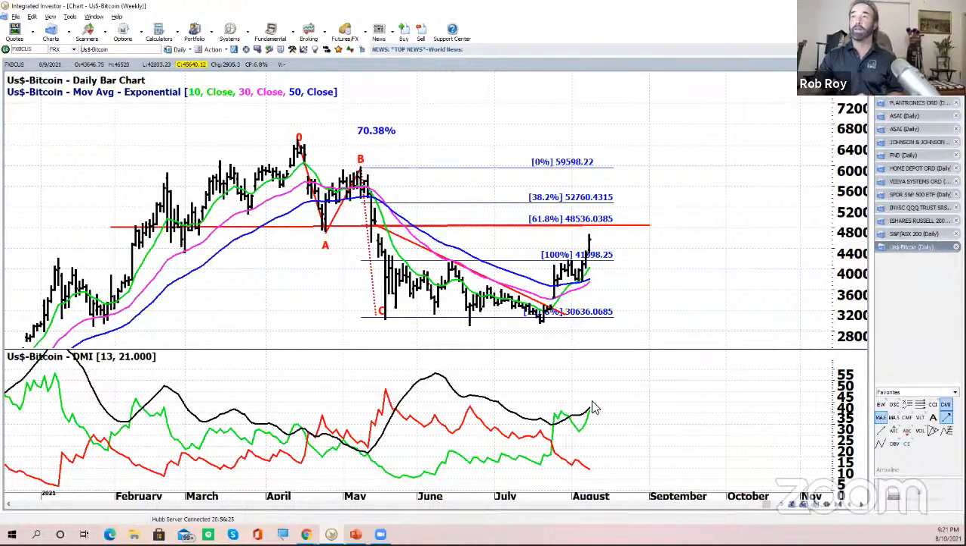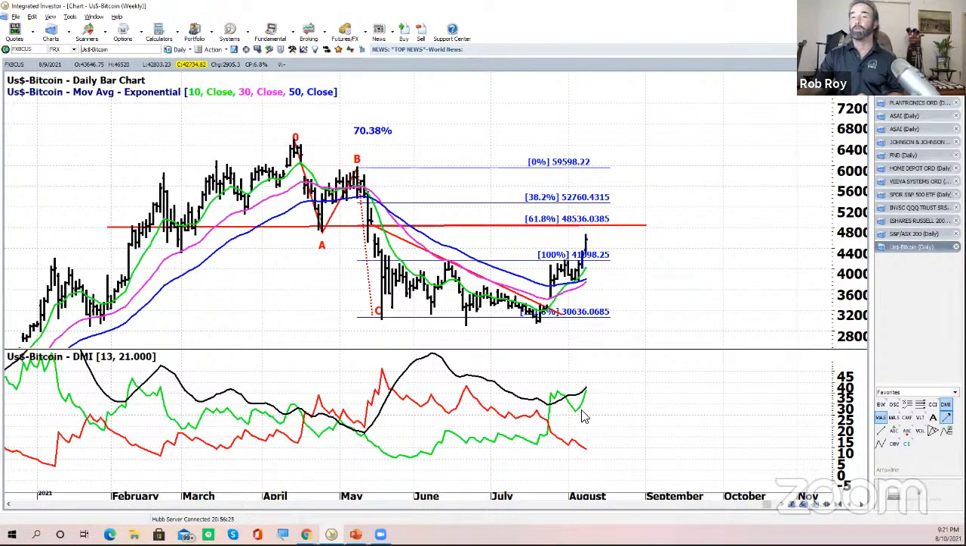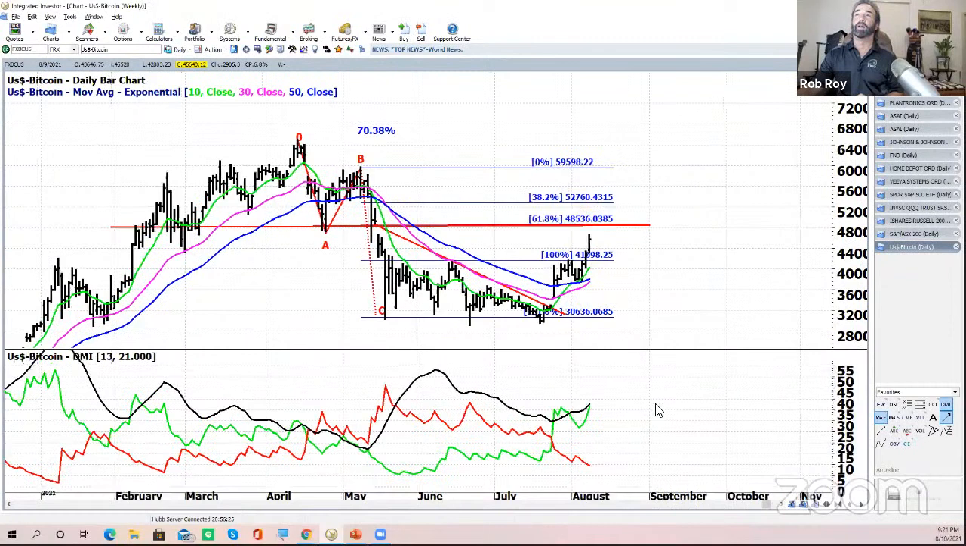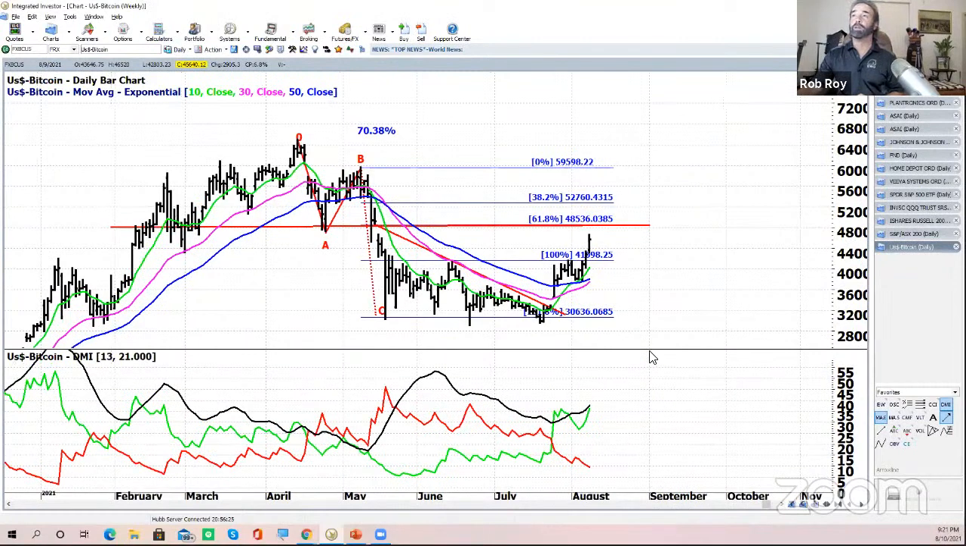You can see how the ADX is curled up with this, so it's indicating strength there. Positive directional indicator moving up. You want to see that positive directional indicator get above the ADX. That would be a bit stronger signal, but it still looks pretty good. And the negative directional indicator is moving to the downside.